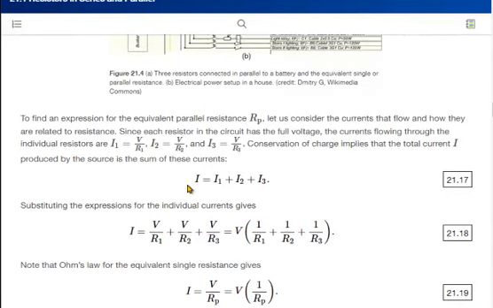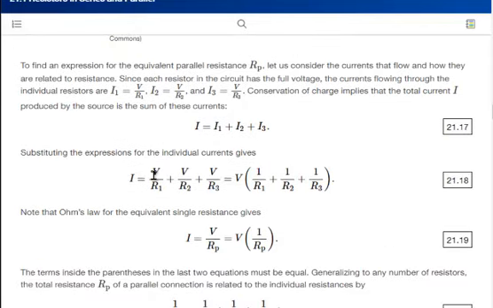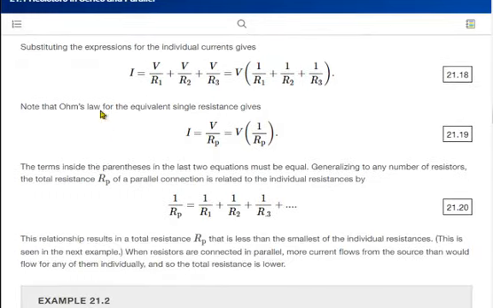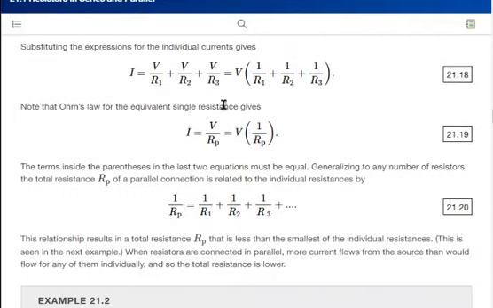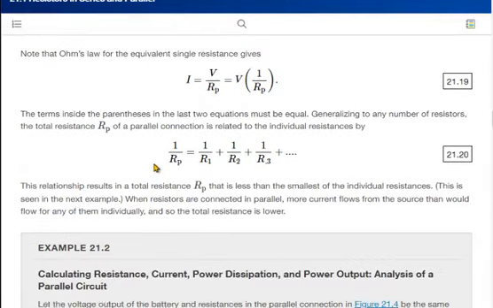This is the junction rule, Kirchhoff's junction rule. And so the electric currents add up, getting the total current. Then the voltage is the same for each part in a parallel circuit. You plug in Ohm's law, and because the voltage is the same, that divides out, or can be factored out, and what remains then is the sum of the reciprocals.